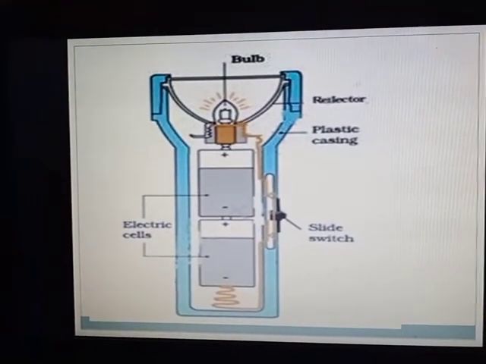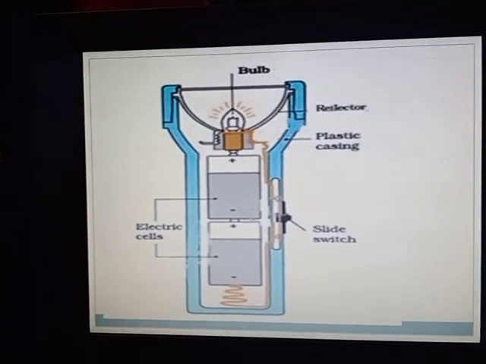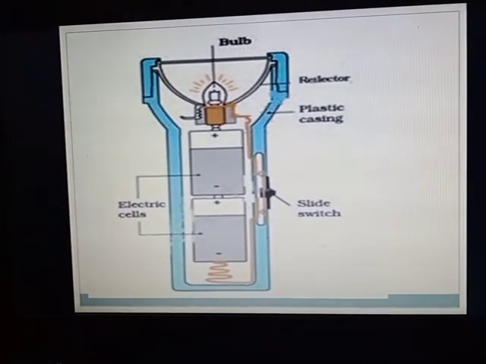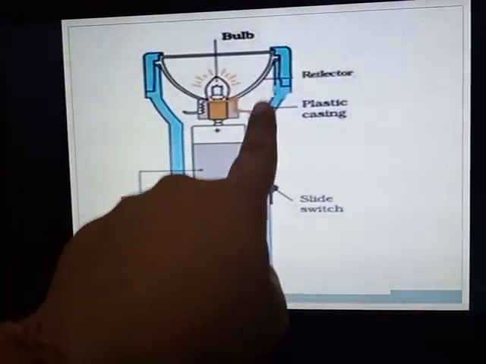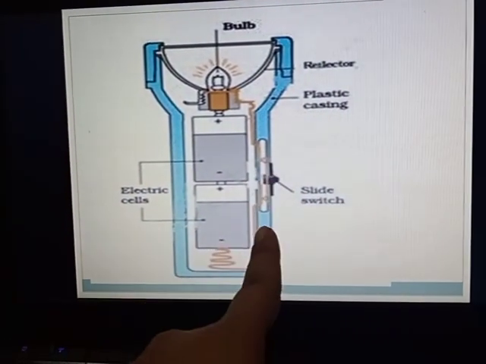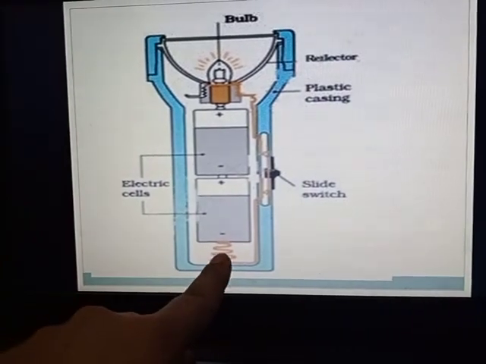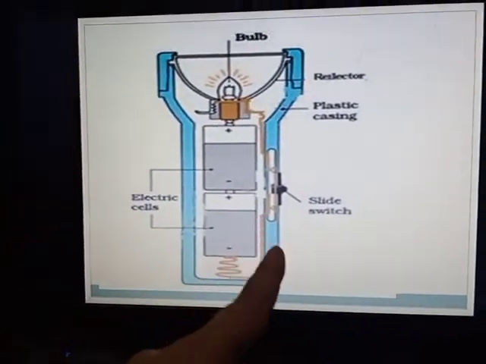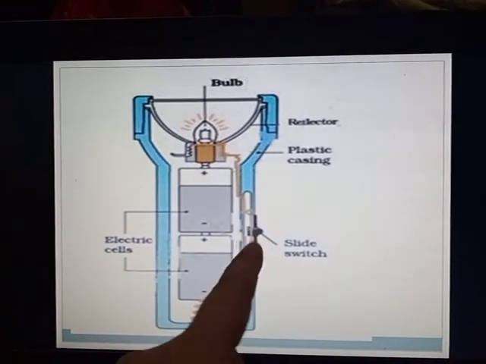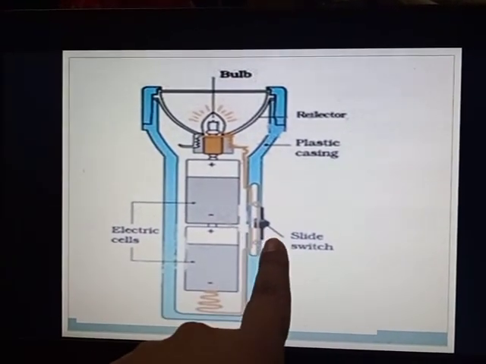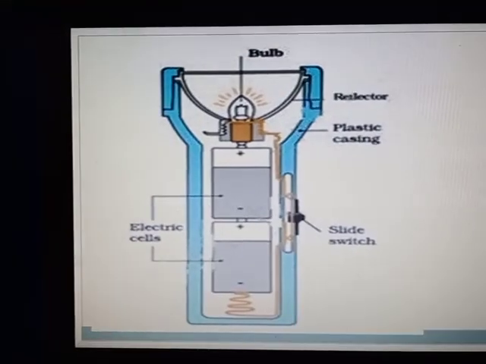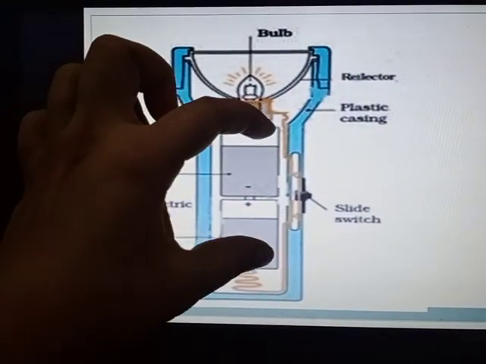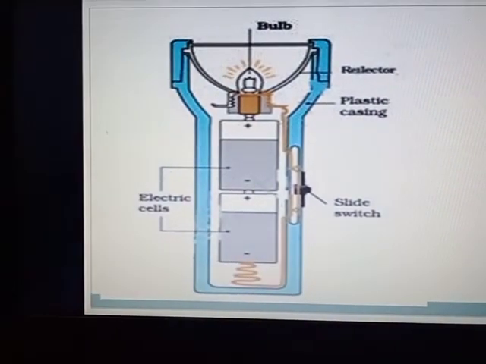Now I will show you this diagram which shows the structure of the torch. This is a bulb. This is a reflector. This is a plastic casing. This is a slide switch, and these are the cells, and here is a spring. This is a metallic wire, and through this wire the switch will complete or break the circuit.